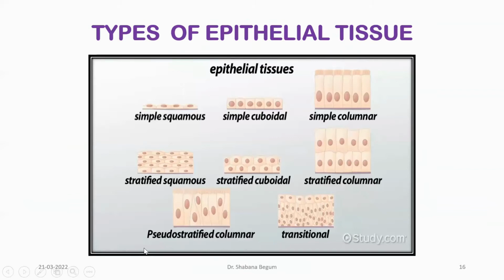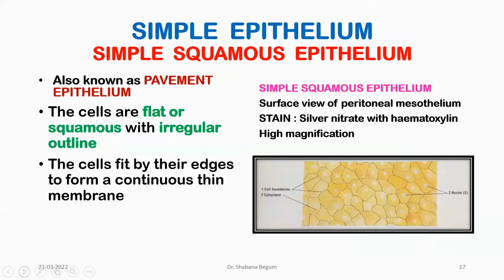So this is a picture showing the different types of epithelium. This is simple squamous, simple cuboidal, simple columnar, and we have the stratified type. We shall now discuss the different varieties in detail. The first is the simple squamous epithelium.